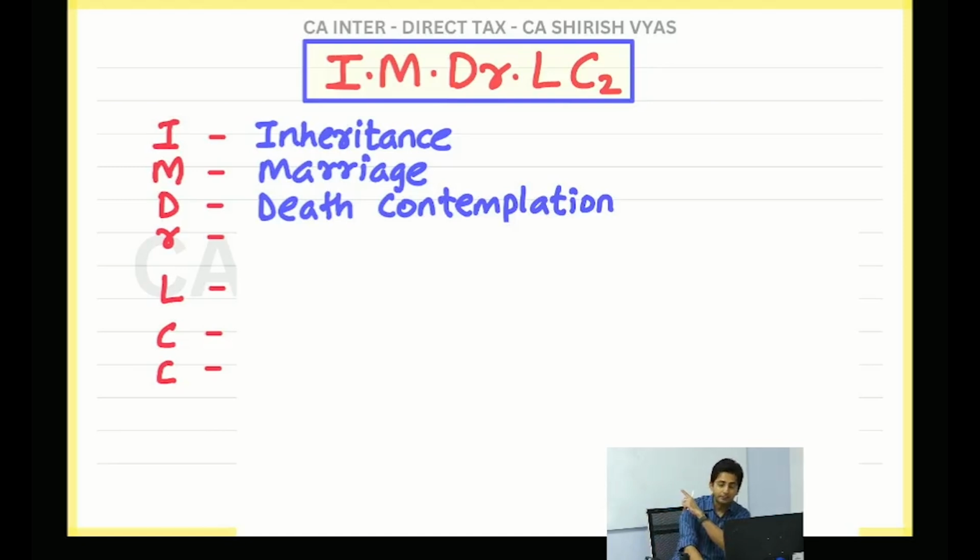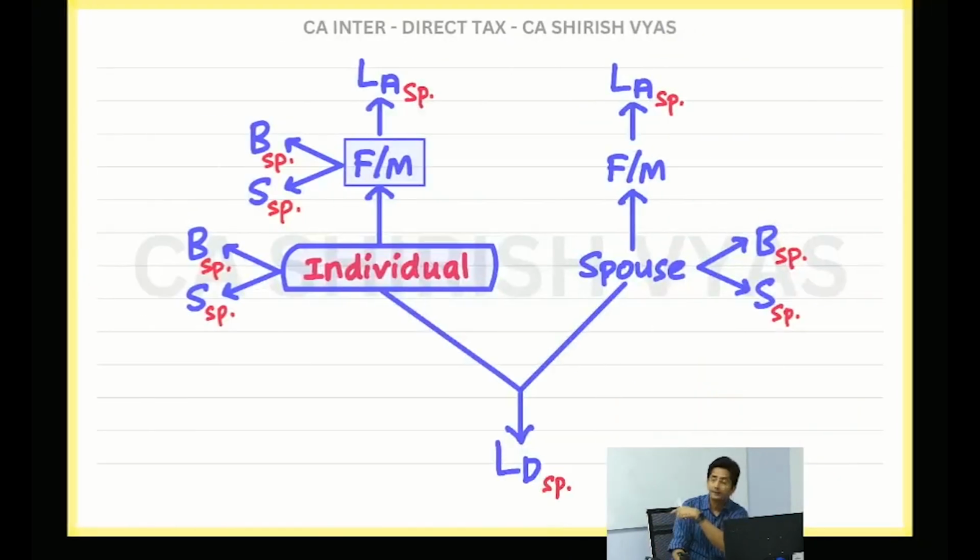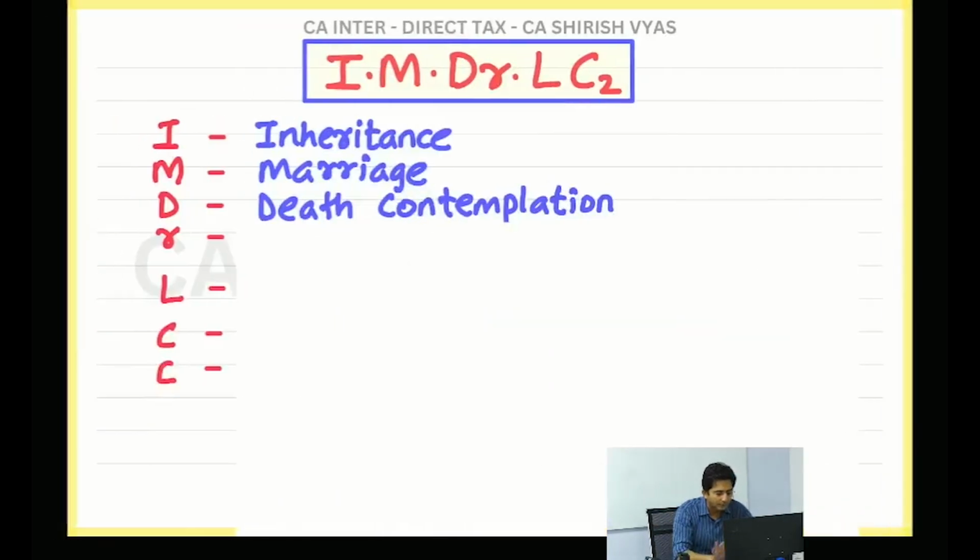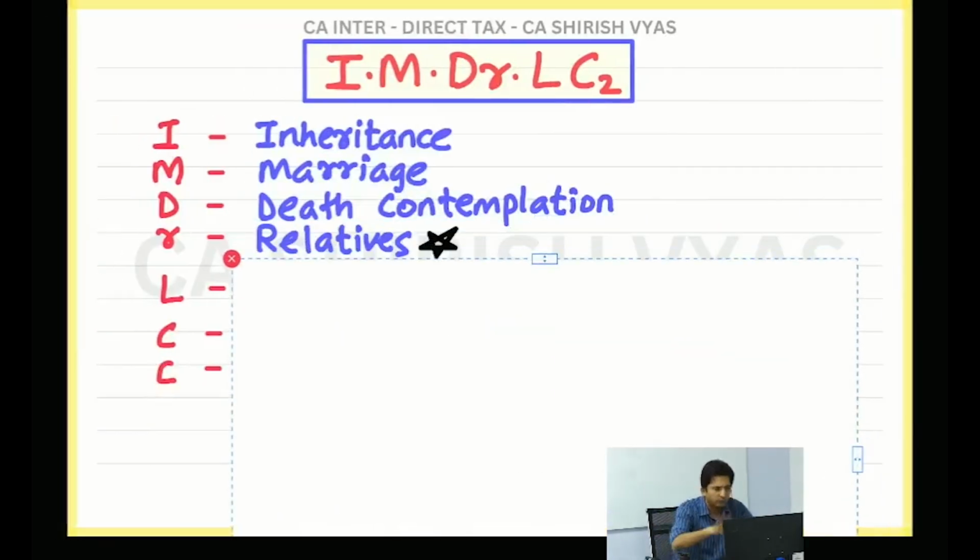Look at the screen. In the next slide, you will find a family tree. Here, whoever you find, they are all my relatives. But I will take you to that chart later. For the timing, just move on. Right now, just take it casually that gift from relatives is also fully exempt. What is relative? To be discussed after some time.